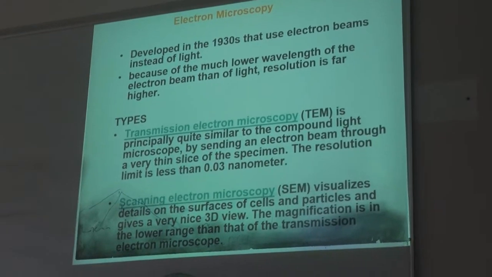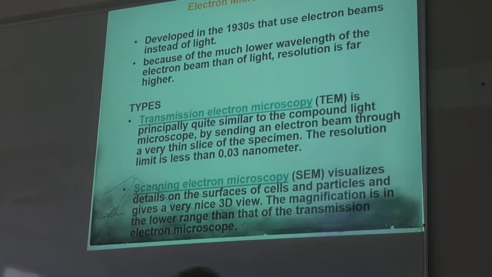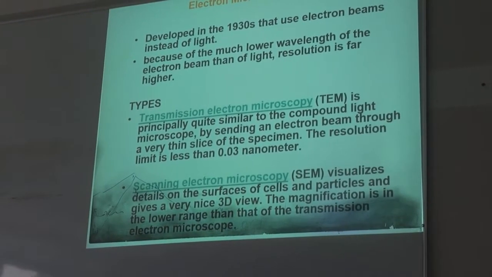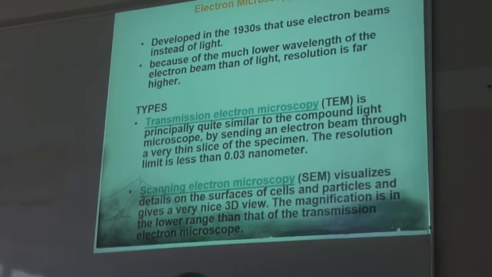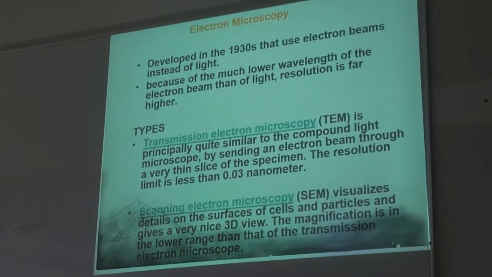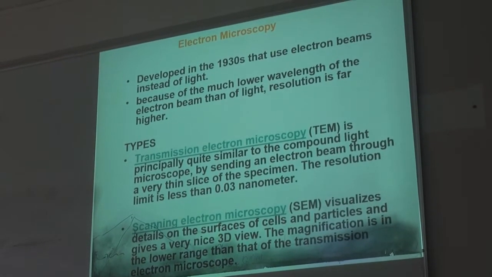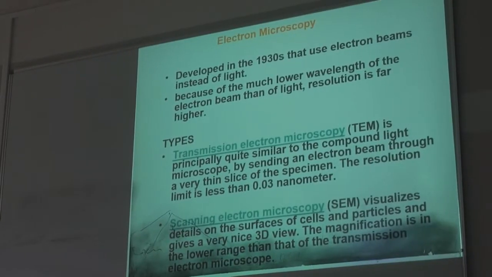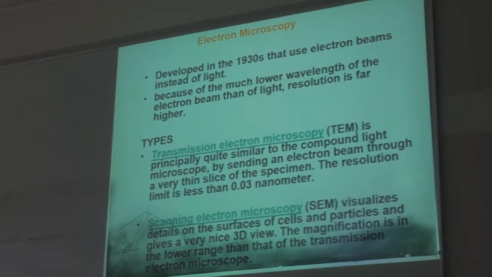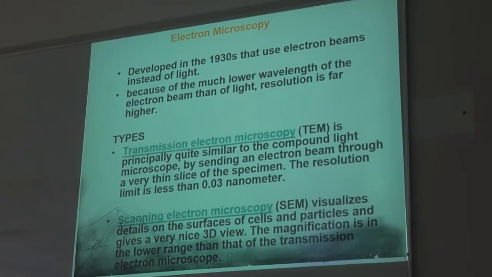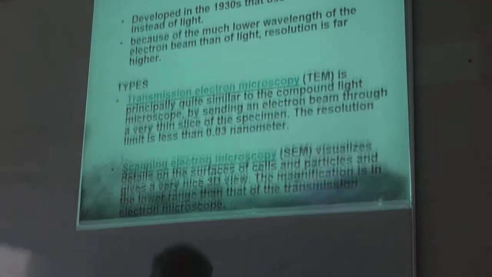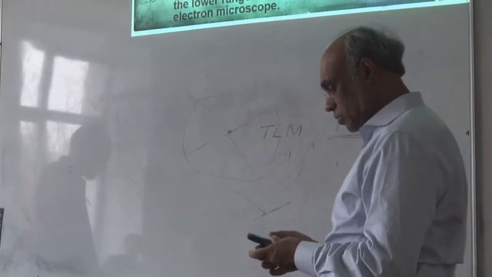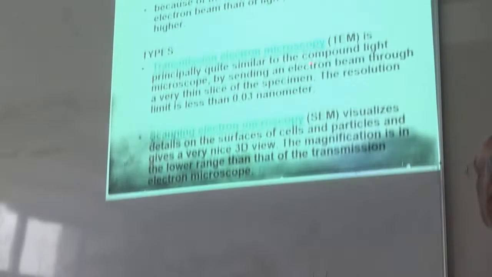Something called the transmission electron microscope. That means your electrons, this is your sample, so the electron beam is passing through the sample. Or you can have the electron beam coming here, you can scan the electron beam, then look at what is coming out. That is called the SEM, scanning electron microscope. So I'll talk about these two.